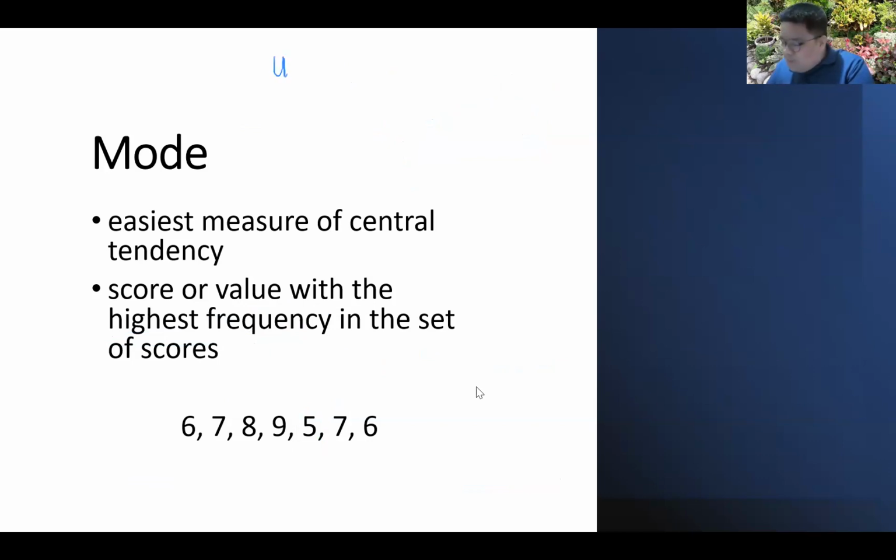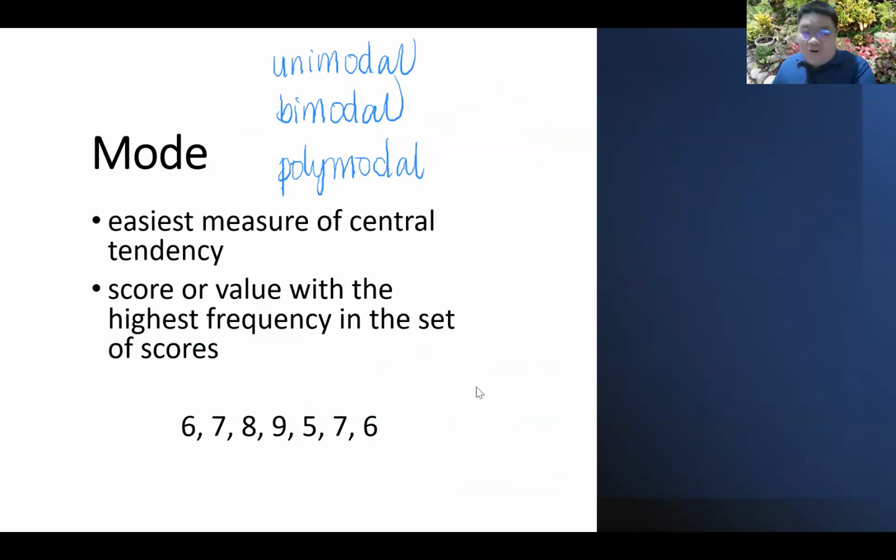Okay? May tinatawag po tayong data set na unimodal. Ibig sabihin, isa lang yung mode. Meron po tayong bimodal. Ibig sabihin, dalawa. And meron po tayong polymodal, poly as in your polygon also, which means many modes. So in this case, class, our data set is considered to be bimodal.